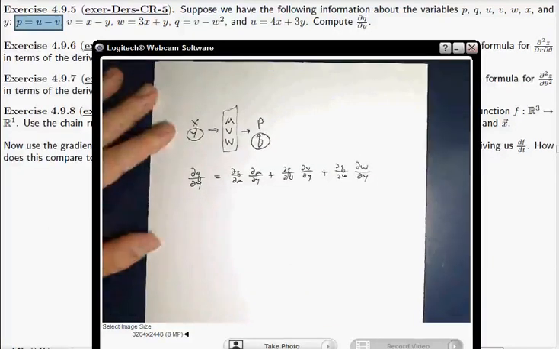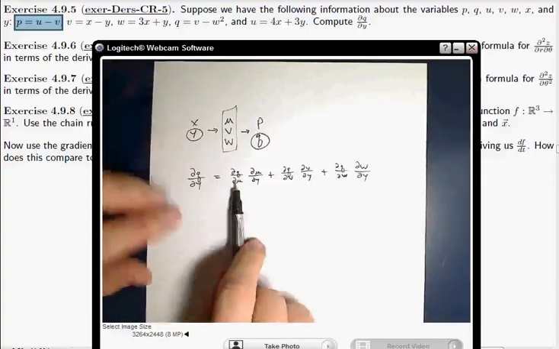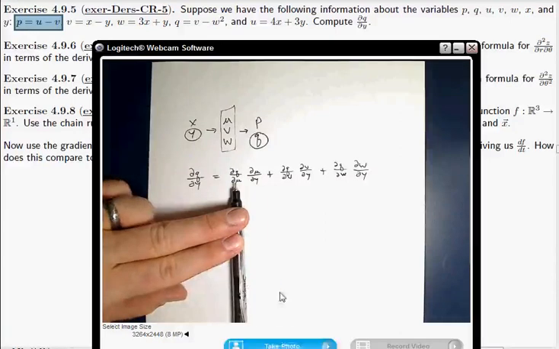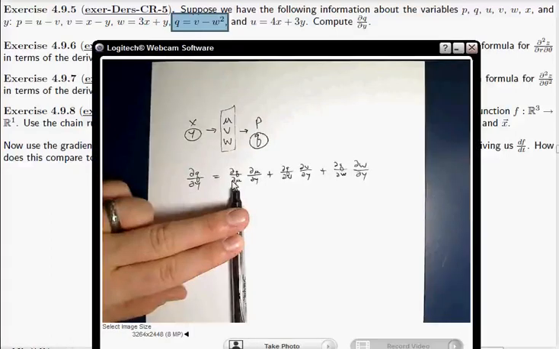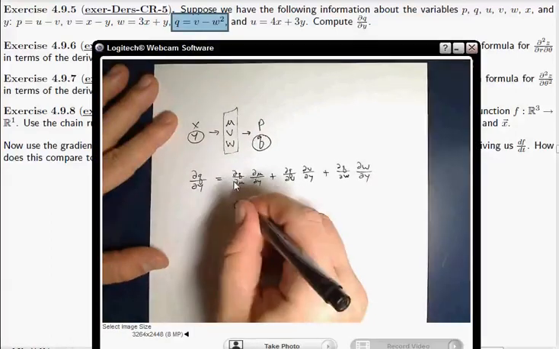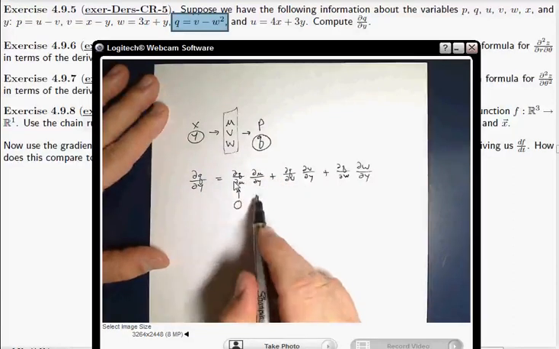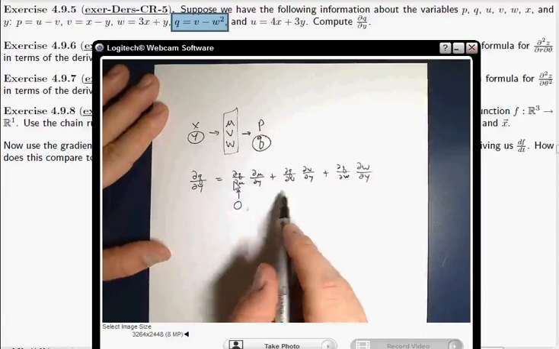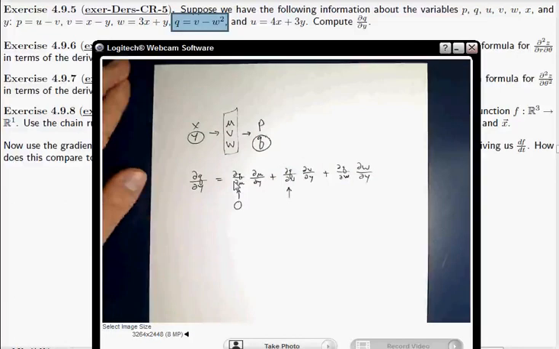And I claim that each one of these partial derivatives is something that you can compute. So for example, what's the partial of q with respect to u? Well, here's how q depends on u, v, and w. Note that there are no u's in there. So the partial of q with respect to u is 0. So I don't even need to bother with the partial of u with respect to y. There's just no point. Next, what is the partial of q with respect to v? Looking at that highlighted equation, it's clearly 1.